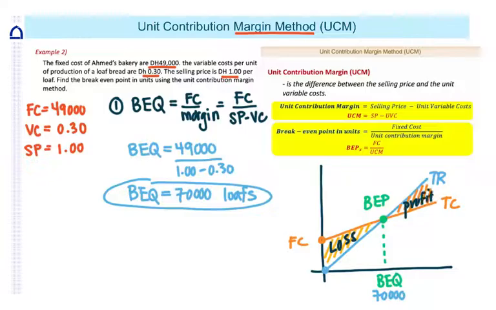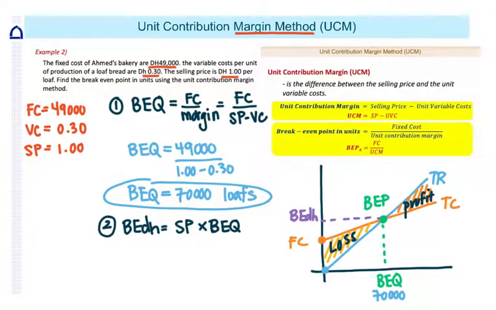And again, there's one other kind of break-even measurement that we can do right now, which is the break-even amount in dirhams. Just like in the algebra method, if you want to find the break-even amount in dirhams, you just do the selling price times the break-even quantity that you just found. In this case, it's quite an easy calculation: 1 dirham times 70,000 loaves of bread. So the break-even amount in dirhams is 70,000 dirhams.